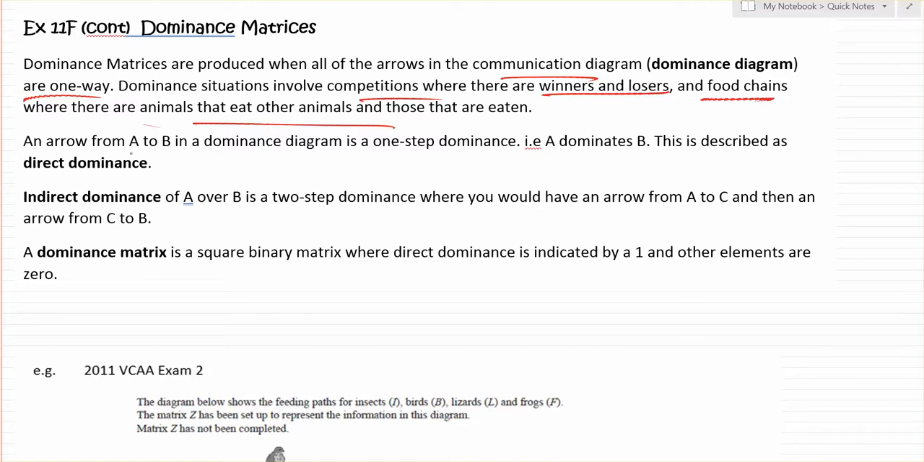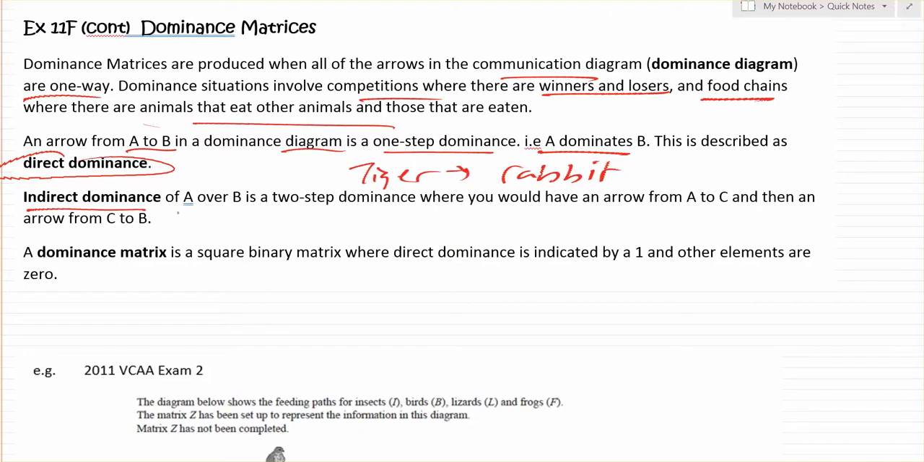If I have an arrow A to B in a dominance diagram, then that's a one-step dominance, i.e. A dominates B. This is described as direct dominance. So a tiger might eat a rabbit. That's an example of one-step dominance.